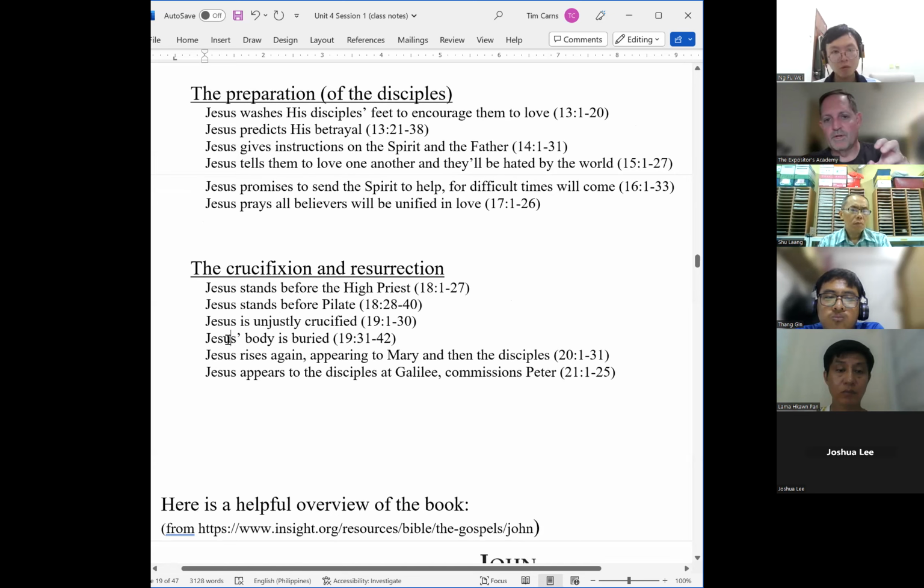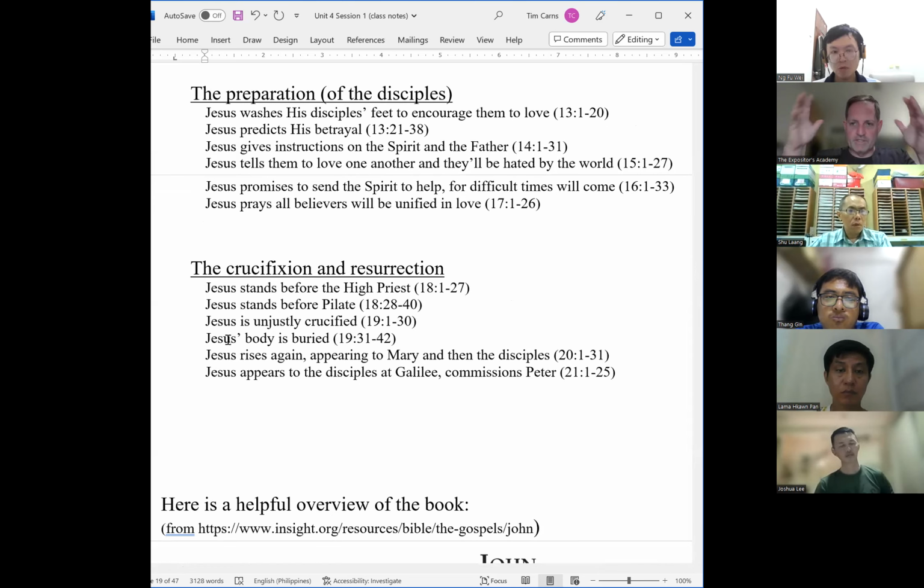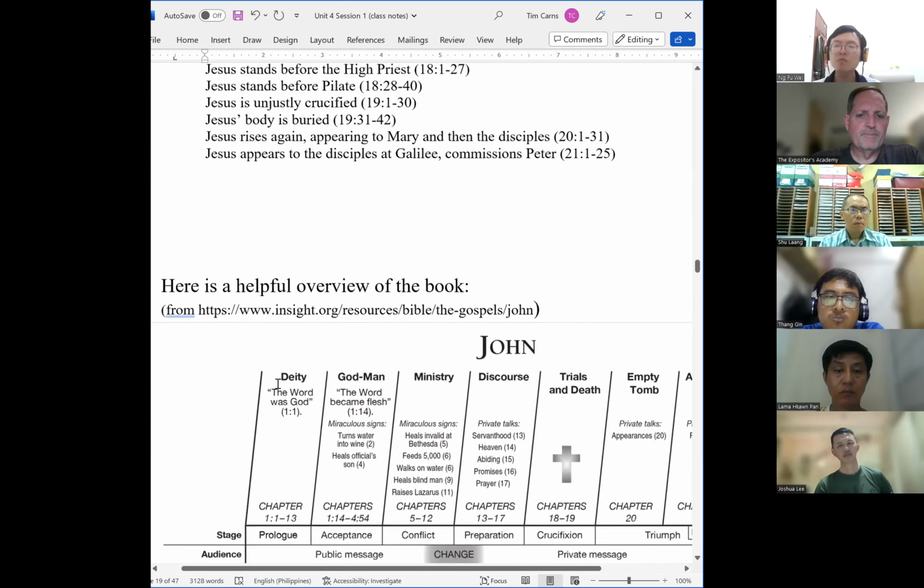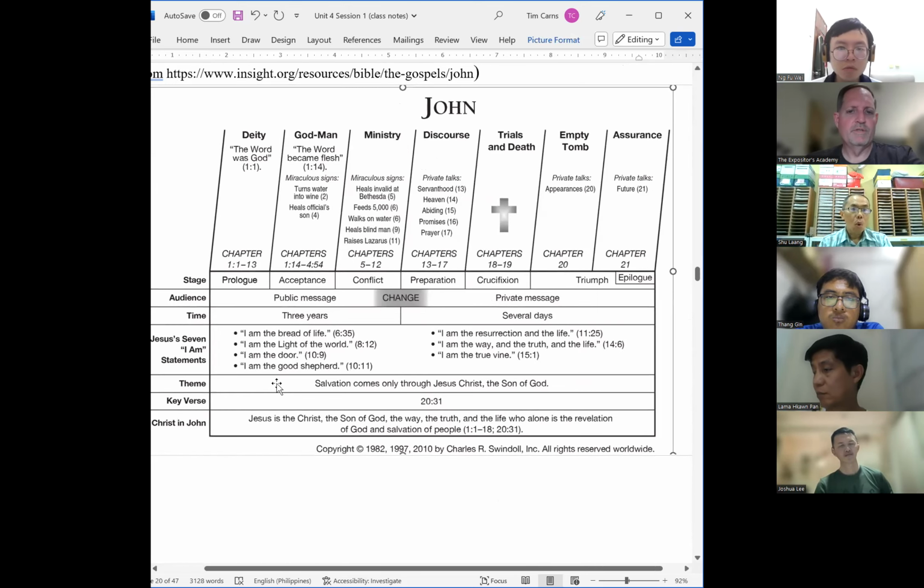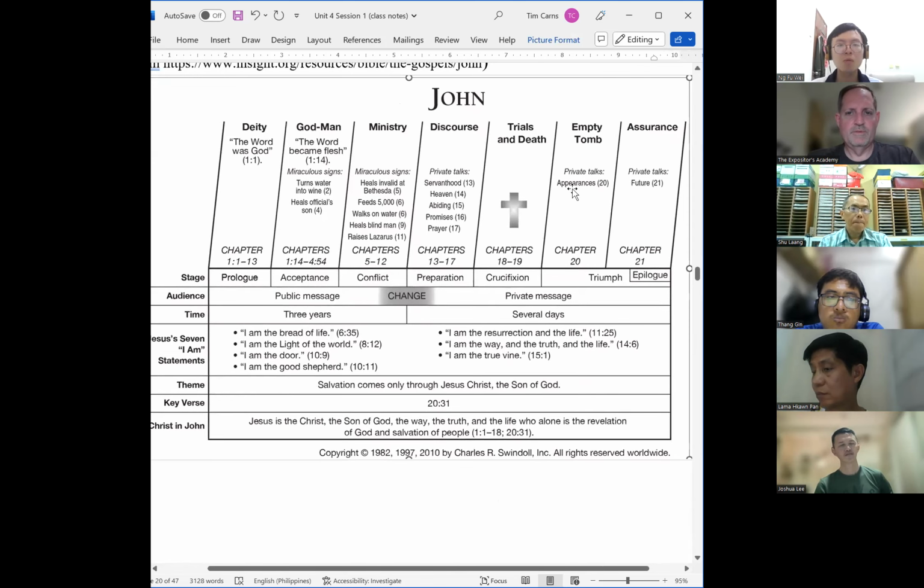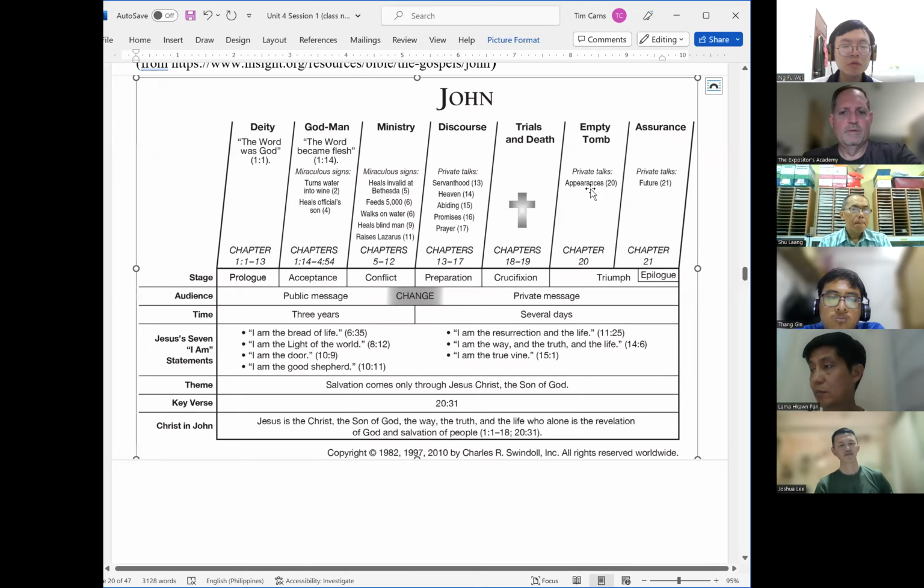So this is something you want to do when you're studying a book, is try to see the overall structure of the book and what is the flow of thought. I found a helpful table here. I don't know if you can see it very well. Let me try to expand this.